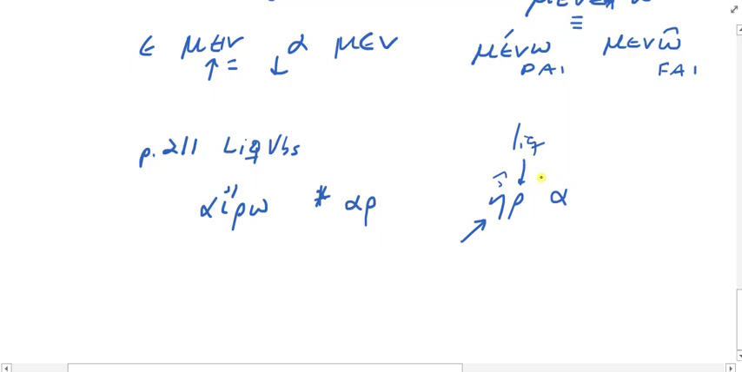I understand that you can't lengthen the eta, but why can't you add another? Why can't you make it a diphthong? Well, diphthongs are long vowels. So we made something a diphthong to make it long in the case of meno, right? But here, this is already long.